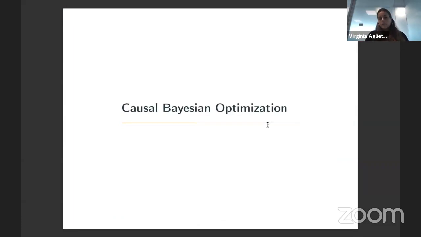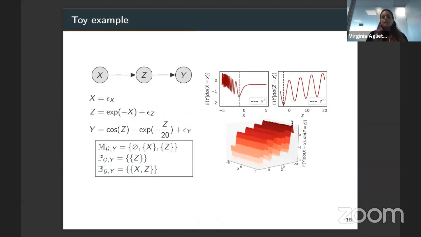As we said, one way to solve a causal optimization problem is through causal Bayesian optimization. I'll start describing the algorithm with this example, which I think will clarify what we are trying to do. Let's consider this very simple example in which we have these X, Z, and Y variables. Y is the target. Here, X and Z are both observed and both manipulative. So in this case, I want to decide whether I should intervene on Z, or on X, or on both in order to optimize the target Y.